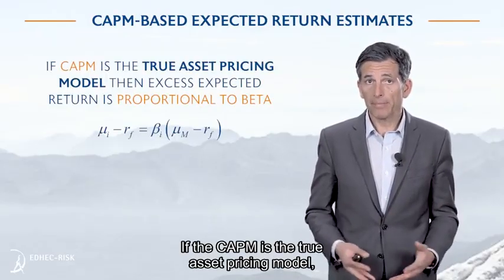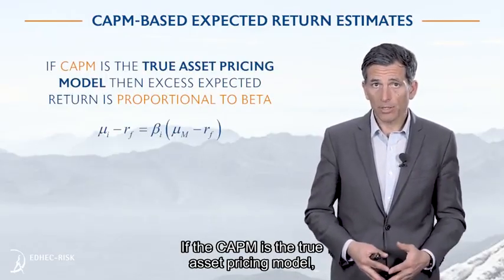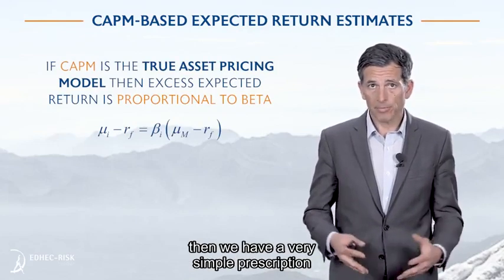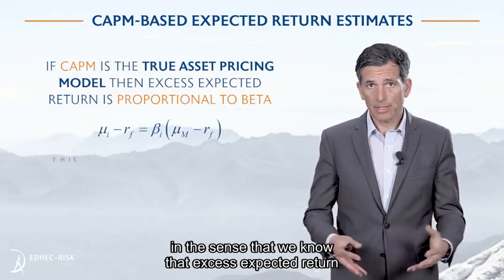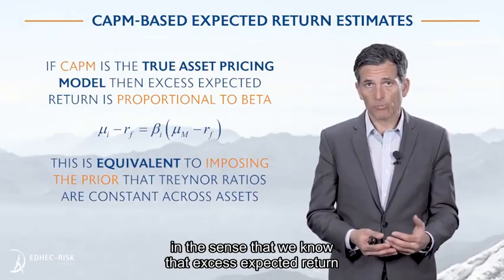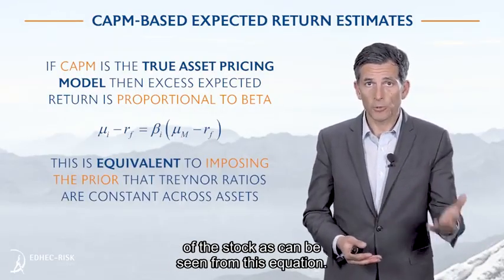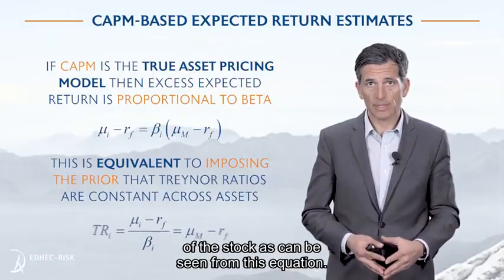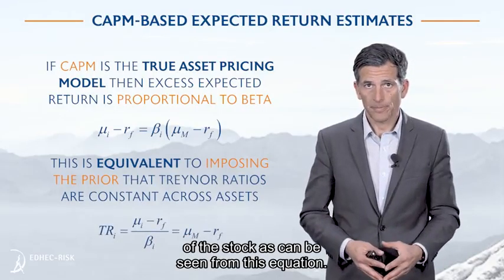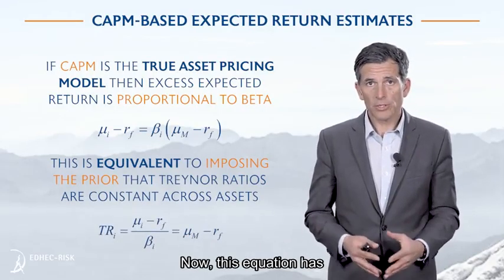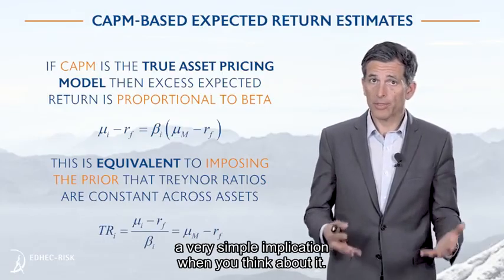And if the CAPM is the true asset pricing model, then we have a very simple prescription in the sense that we know that excess expected return for a given stock is proportional to the beta of the stock, as can be seen from this equation. Now, this equation has a very simple implication when you think about it.